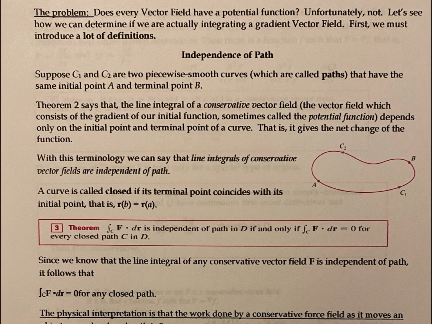So the first one, for independence of path. Suppose C1 and C2 are two piecewise smooth curves, which are called paths. They can have the same initial point A and terminal point B. Theorem 2 says that the line integral of a conservative vector field, the vector field which consists of the gradient of our initial function, sometimes called the potential function, depends only on the initial point and terminal point of a curve. That is, it gives the net change of the function. With this terminology, we can say that the line integrals of conservative vector fields are independent of path.